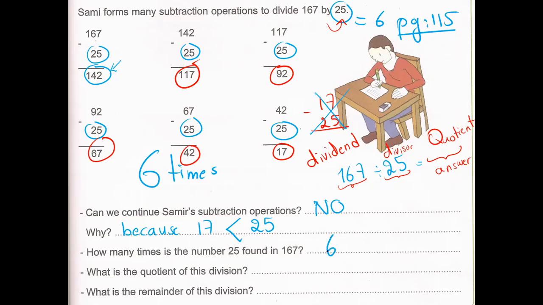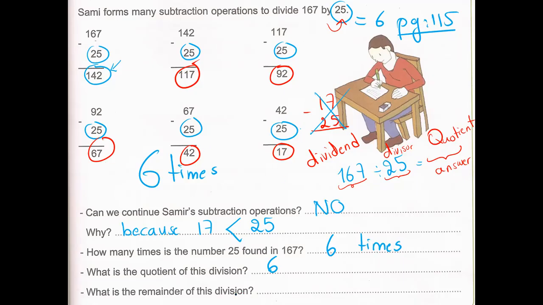So how many times did we find the 25? We found it 6 times. So what is the quotient? The quotient is the answer of the division. How many times is 25 found? 6. So the quotient is 6. It means the answer of 167 divided by 25 equals 6 because we made subtraction 6 times.